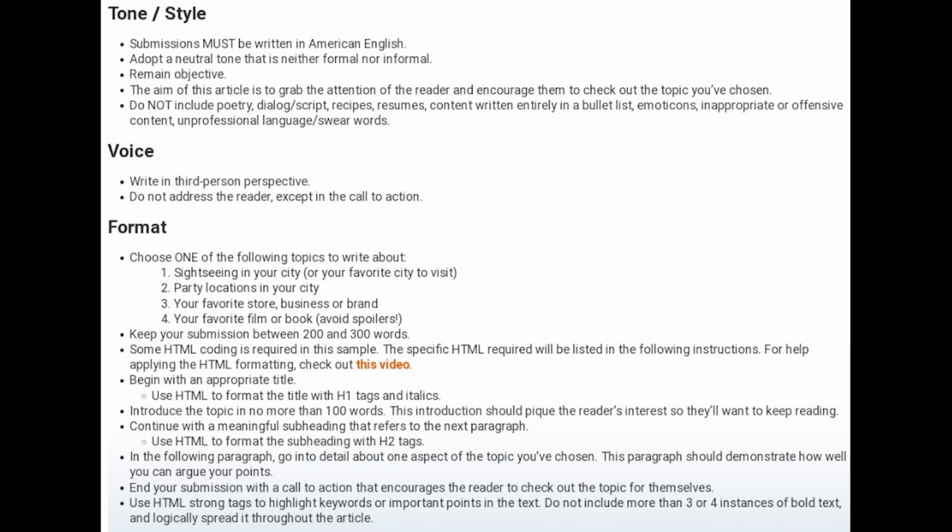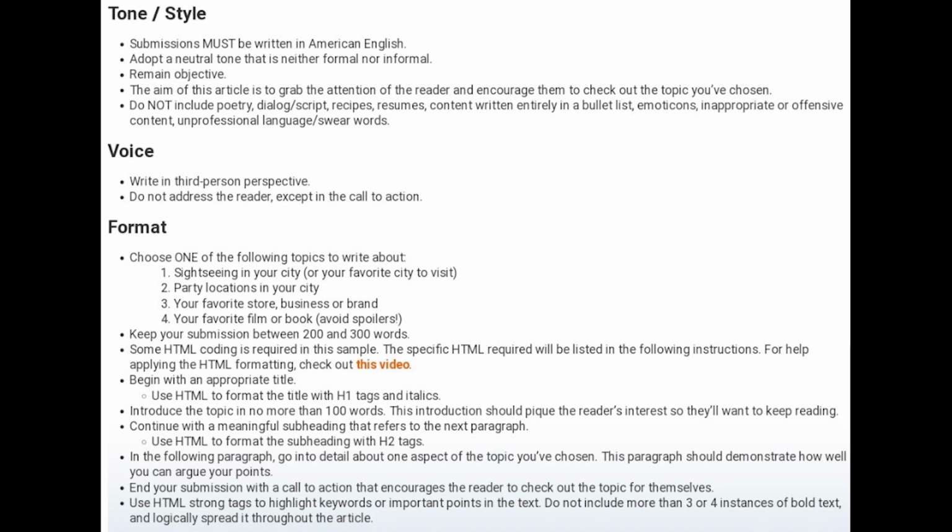Now, to do a neutral tone, the best way to do it is to write in third person. And you definitely don't want to use any excessive terms and language. For the most part, your target audience isn't going to be college graduates. In fact, a lot of clients on Textbroker want something that's very easy to read.